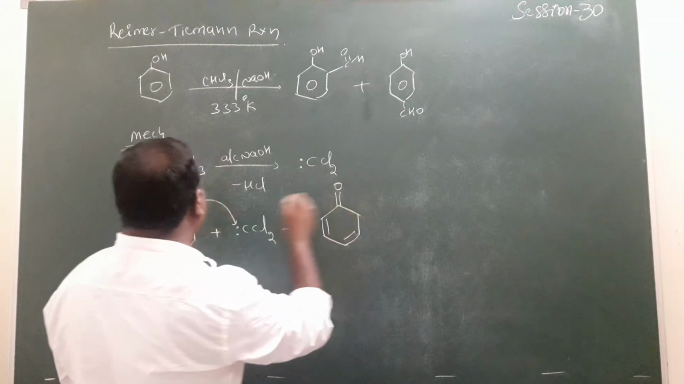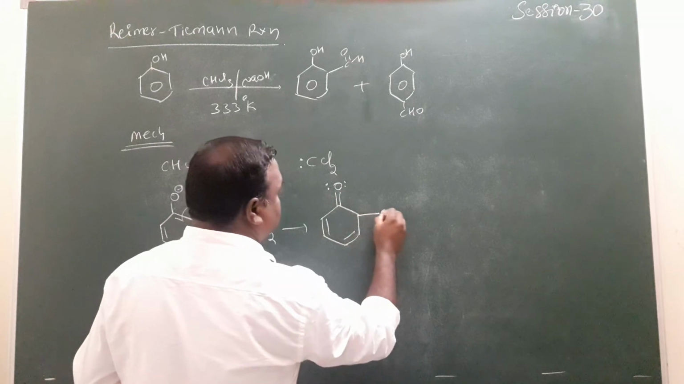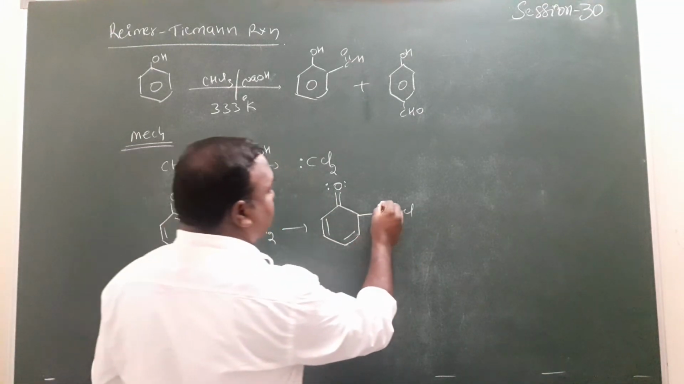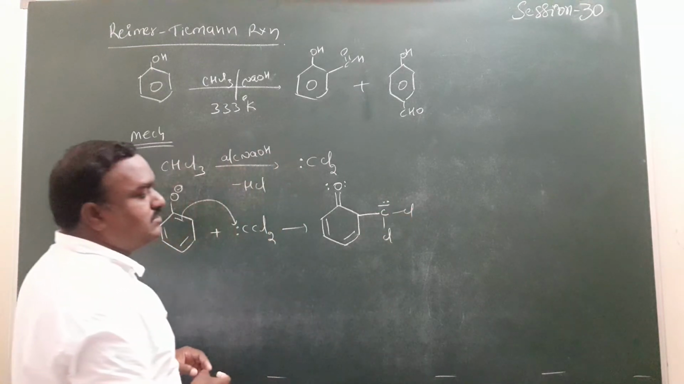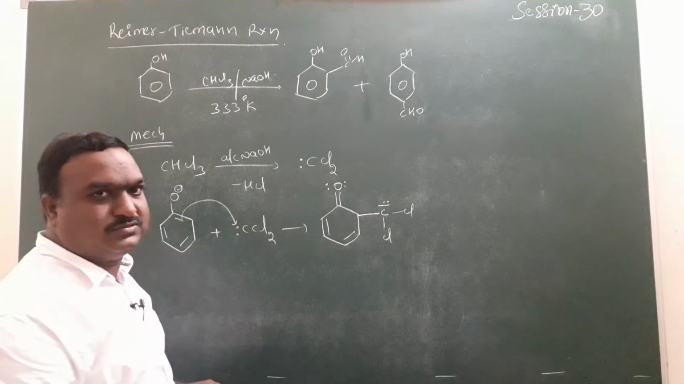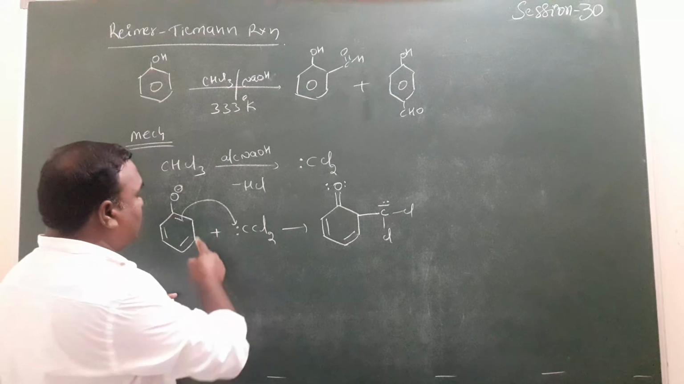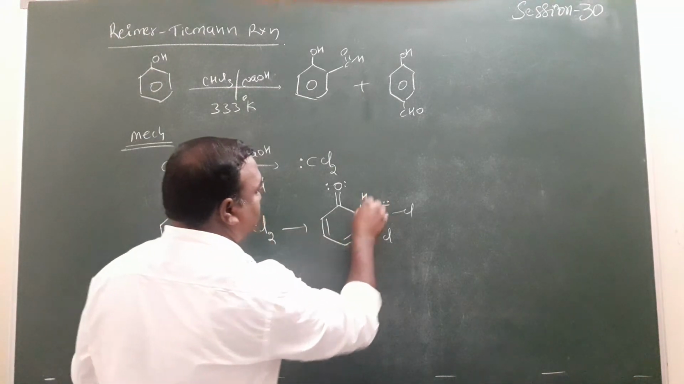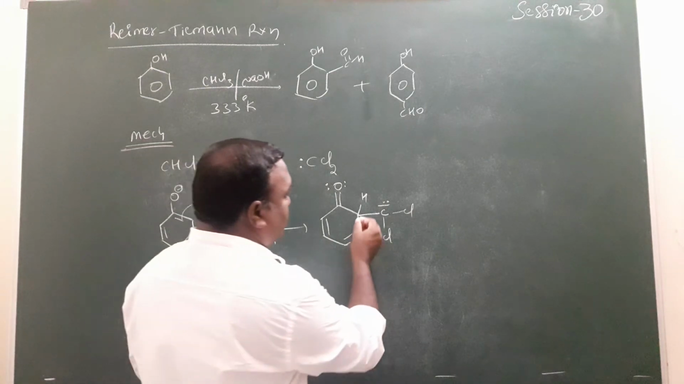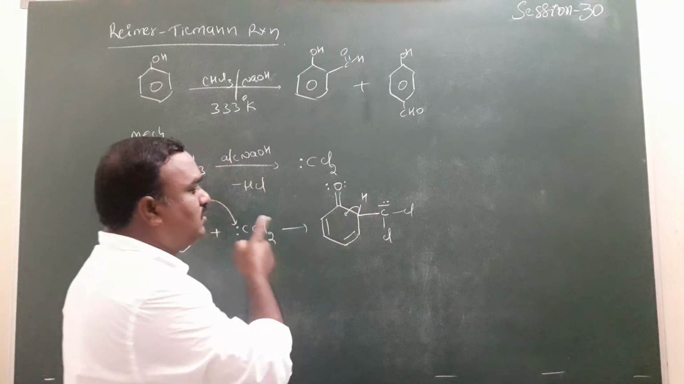So double bond here, here C, again C, again C, without disturbance of that lone pair. It does not get involved in this reaction. Still the carbon is carrying the lone pair here. Here how many hydrogens? One hydrogen. So you remember, the carbon-hydrogen bond electron migrates towards the ring.